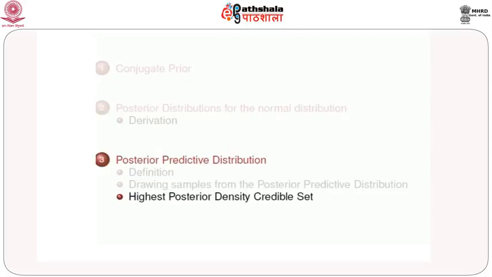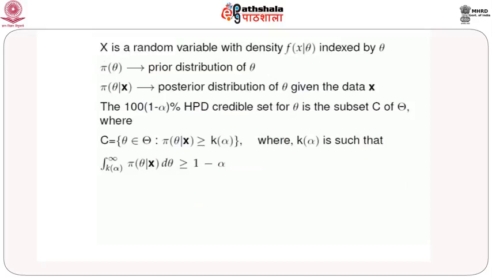So, we look at next the definition of what we mean by highest posterior density credible set. The definition is as follows. Suppose x is a random variable with the density f indexed by theta, and we assume the prior distribution pi theta for theta. We have pi theta given x as the posterior distribution of theta given the data x. Then the 100(1 minus alpha) percent highest posterior density credible set for theta is that subset C of the parametric space script theta, where C is the set of theta belonging to script theta such that pi theta given x is greater than or equal to some quantity k alpha, say, where k alpha is such that it satisfies the following condition.